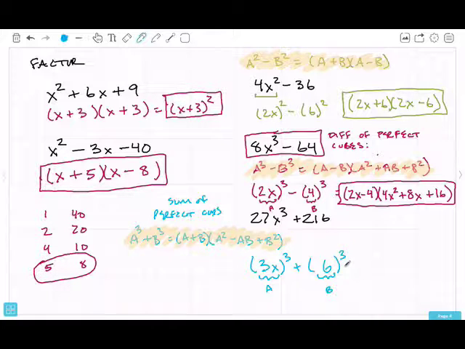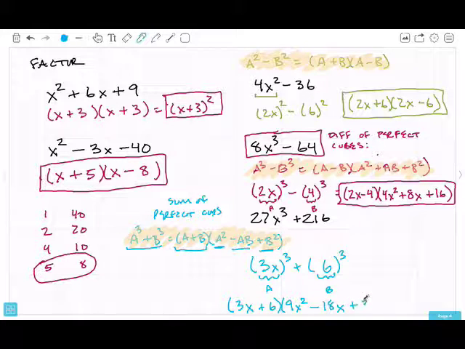So your final factorization for this guy should follow the rule. This is sum of perfect cubes. So our first piece is a plus b. So a plus b, a squared, 3x squared is 9x squared, minus ab. So minus a times b, 3x times 6 is 18x, plus b squared. B is 6. 6 squared is 36. There is your final factorization of that sum of perfect cubes.